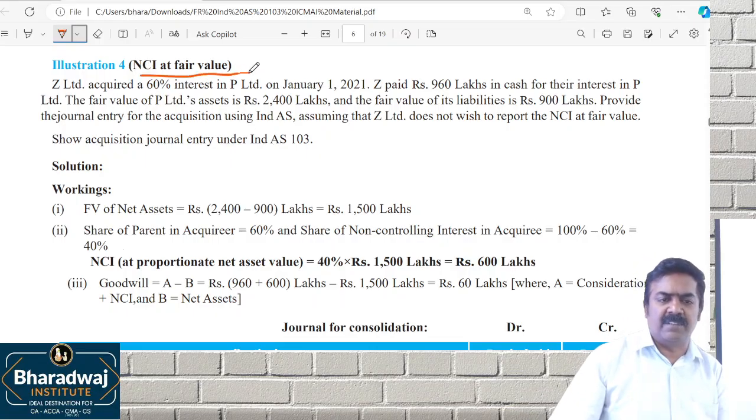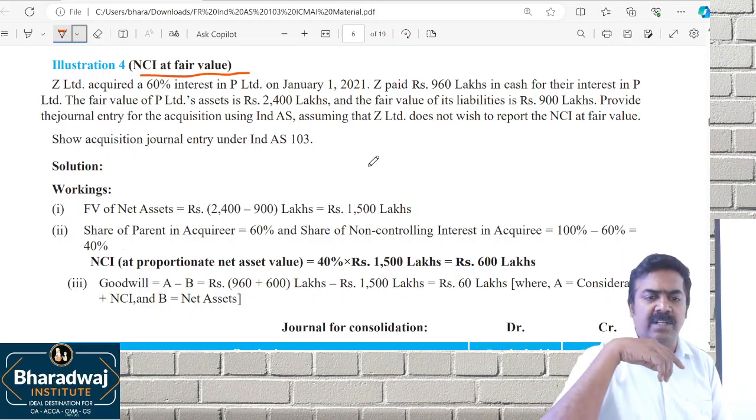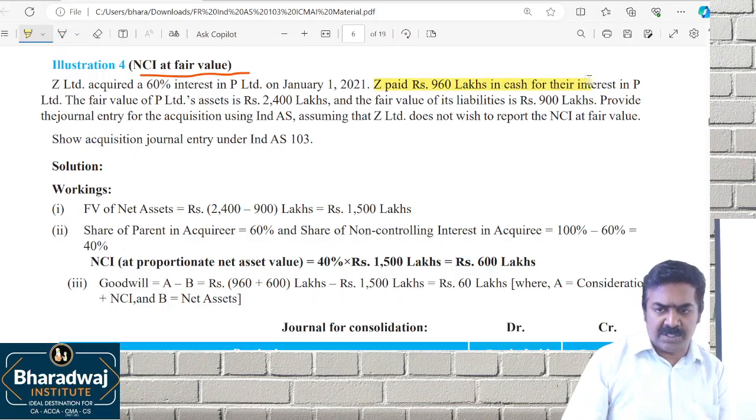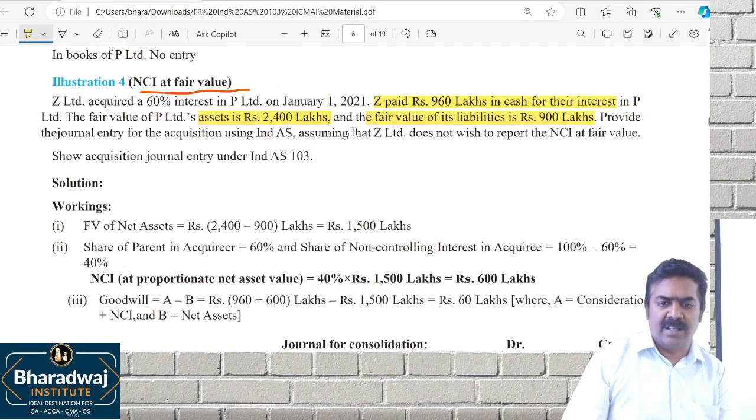NCA should be measured at what value? Fair value. Z Limited acquired 60% of interest in P Limited on 1st January. Z Limited paid how much? 960 lakhs in cash for their interest in P Limited. Fair value of the net assets is how much? 2,400 lakhs. Fair value of the liabilities 900 lakhs. Pass the acquisition entry using Ind AS, assuming that Z Limited does not want to report NCI at fair value.